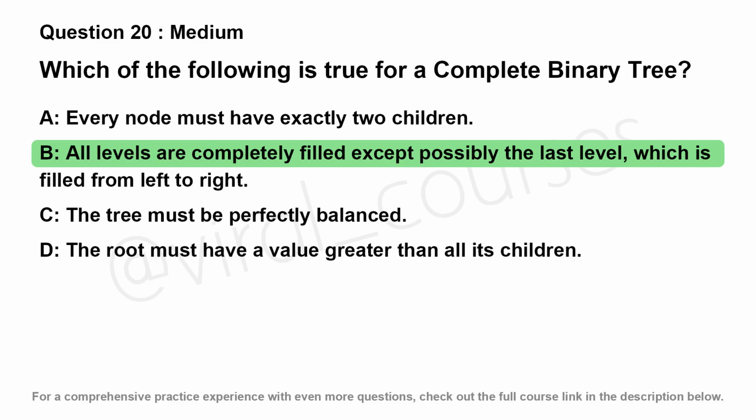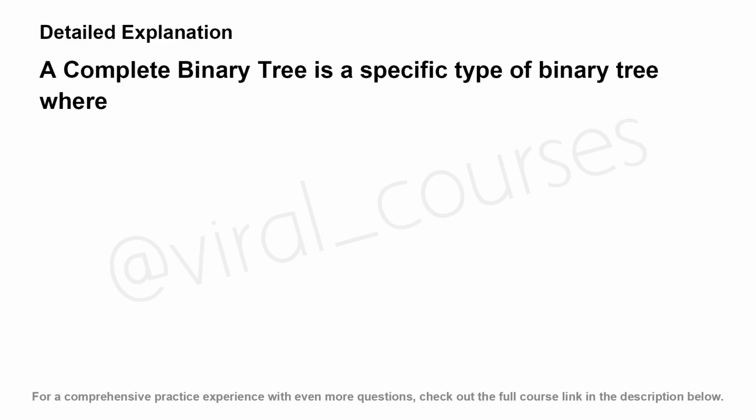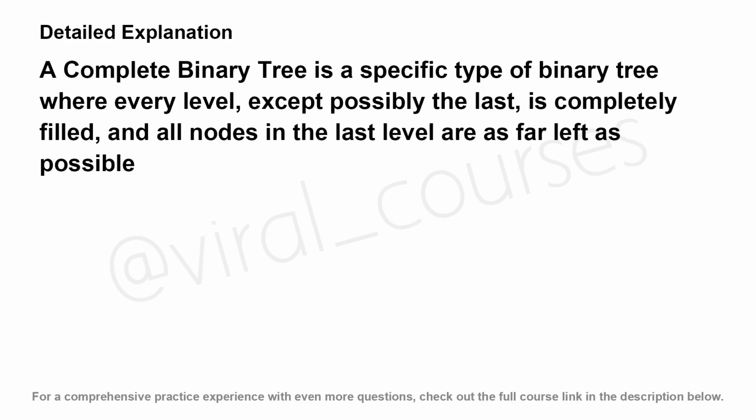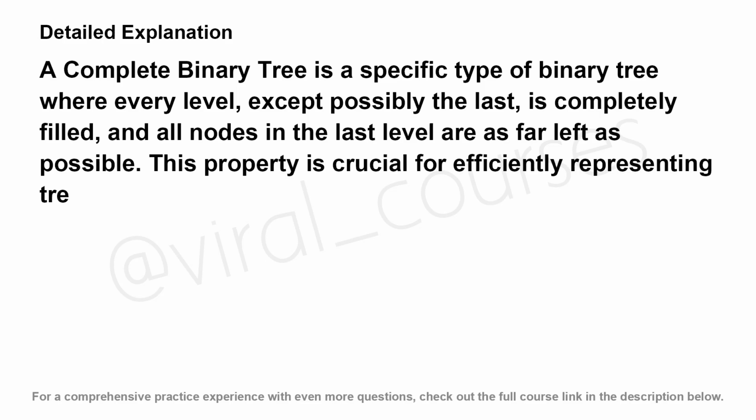The correct answer is B. A complete binary tree is a specific type of binary tree where every level, except possibly the last, is completely filled, and all nodes in the last level are as far left as possible. This property is crucial for efficiently representing trees in arrays, such as in heaps.